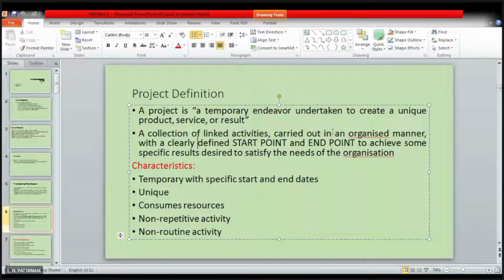But the last one is result. Result. So a project can also give, as the final output, a result. Can you guess something? What can be some projects which give some results?